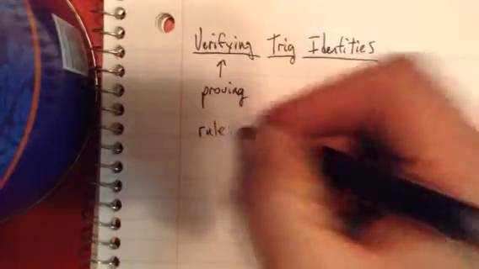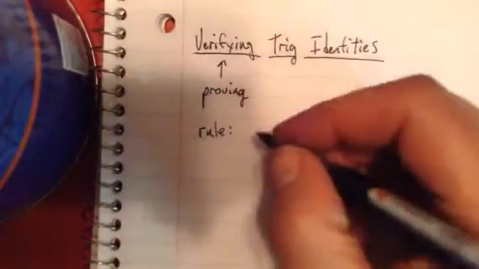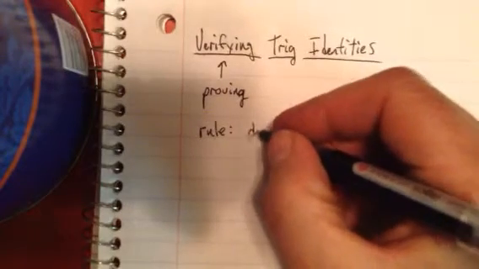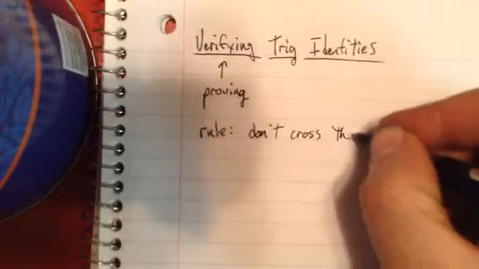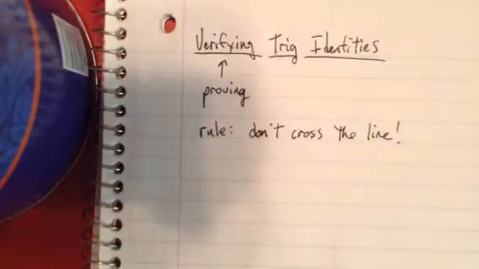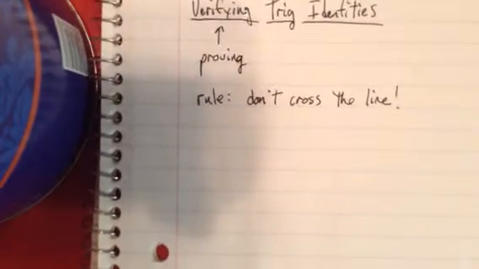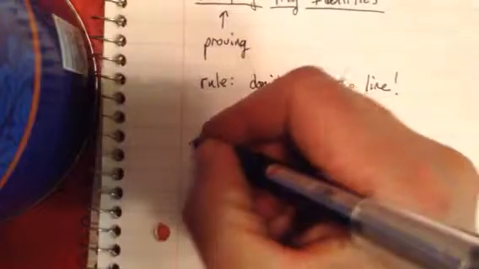actually there's really only one rule. I mean, you've got to do valid algebraic steps, but don't cross the line. All right, let me show you what I mean by that.